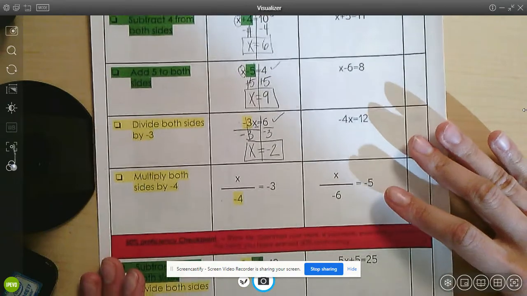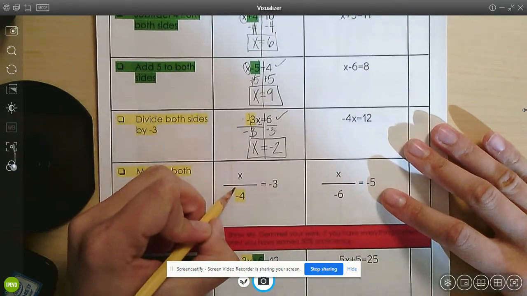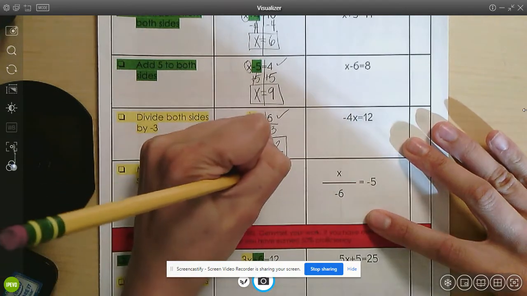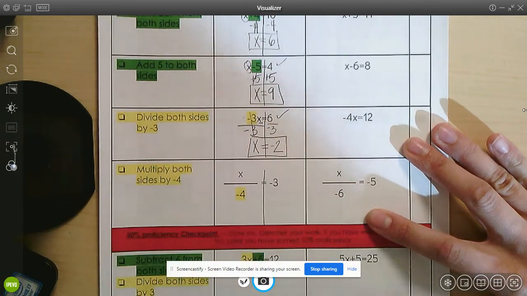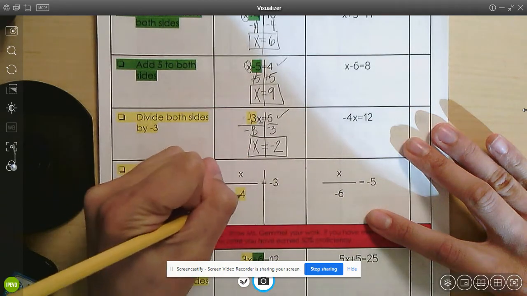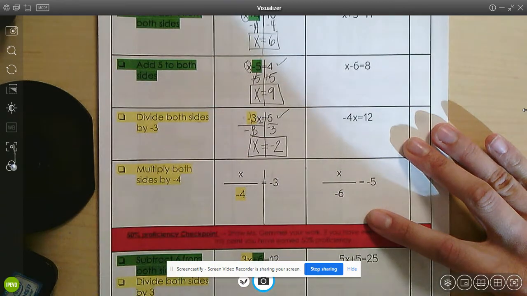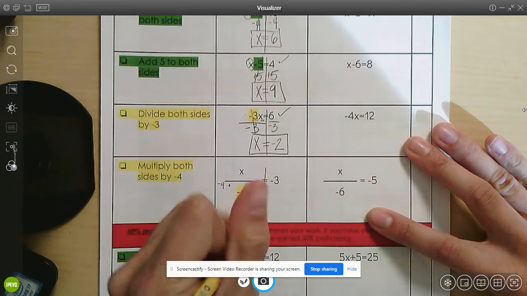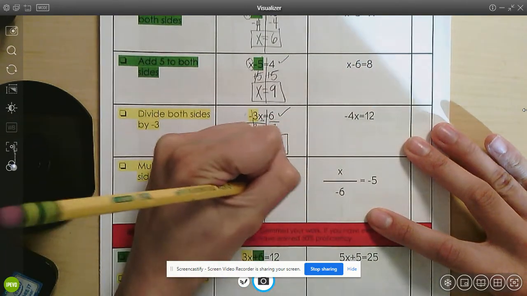All right, the last problem says x divided by negative 4 equals 3. First, we want to draw a line through our equal sign all the way down. Next, here x is being divided by negative 4. The inverse of division is multiplication. Whatever I do to this side, I have to do to the other side.